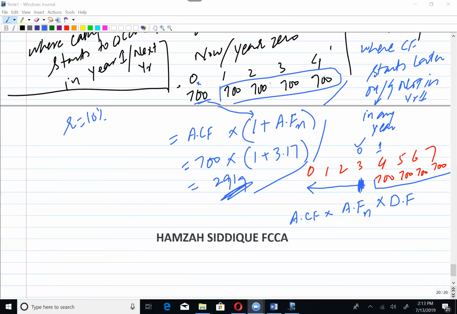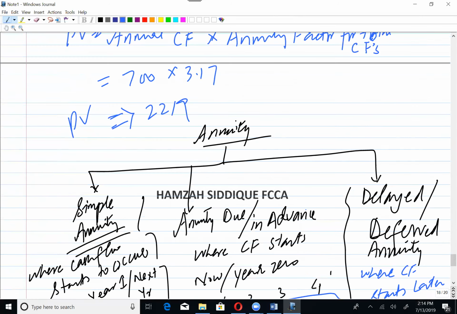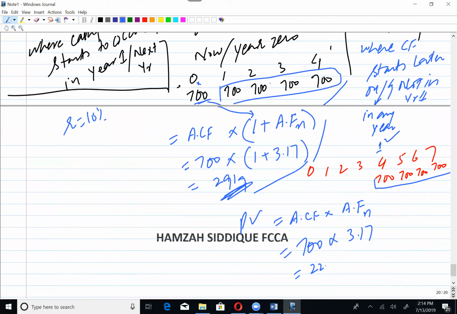Okay, I'll repeat. No issue. I will explain it another way. Students, I said cash flow is starting from year four. Assume it is year one. Then this formula, which we have learned, will be applied. Just see here. Present value: 700 cross 3.17. We calculated above, it was 2219. So the answer will be 2219. Up till now it is clear. Assume that this is year one. This is the solution.